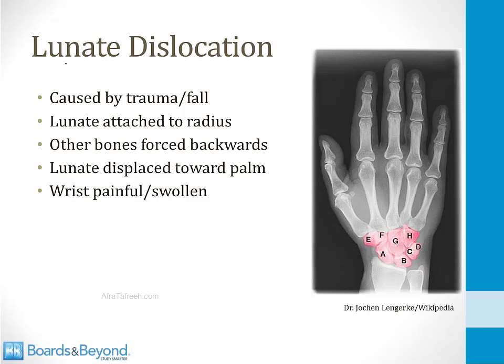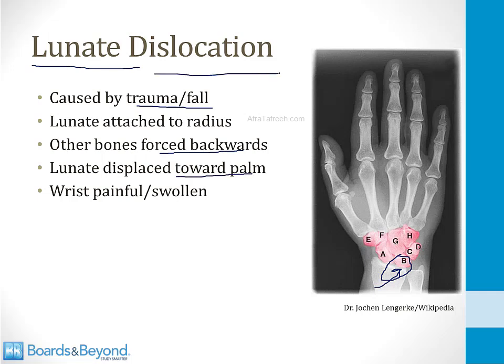The scaphoid is the most important wrist bone for you to know about for your boards, but if you want to know about one other, know about the lunate bone. So the lunate bone is B in this image on the screen here, and it sits right on top of the radius, and a lunate bone dislocation can occur from trauma or a fall. The reason for this is because the lunate is attached to the radius, and you can remember that easily if you know that it sits on top of the radius. So sometimes in a fall, the wrist bones will be forced backwards, meaning away from the palm, but the lunate, because it's attached to the radius, will be held forwards and displaced toward the palm. This is called a lunate dislocation.